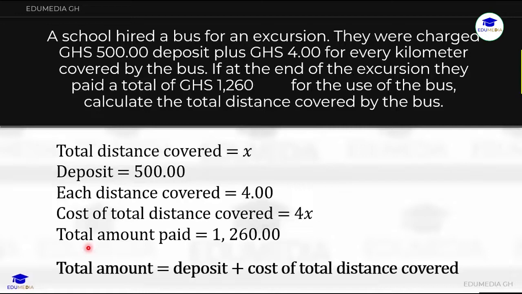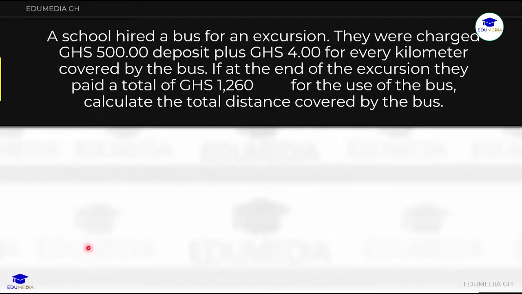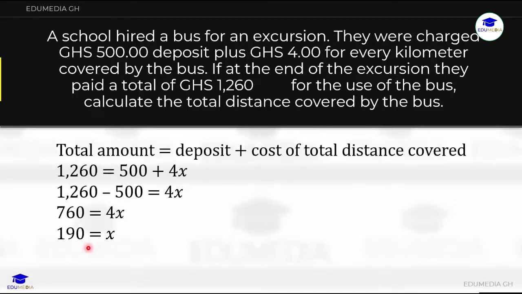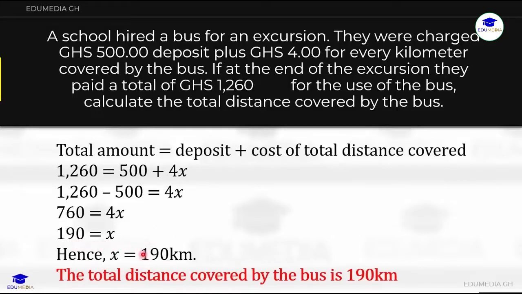The equation we can form now is that the total amount paid equals the deposit plus the cost of total distance covered. I think we can all agree with this, that the deposit plus the cost of total distance covered is the same as the total amount paid. Now, we don't know the total distance covered, so it's difficult for us to determine the cost of total distance covered. So that's what we need to solve for. The total amount is 1,260, that's from the question. The deposit is 500. And the cost of the total distance covered is 4 times x, that is 4 cedis per kilometer covered, with x representing the total distance covered. So doing the necessary calculation, grouping the like terms, we get x equals 190 kilometers. Therefore, the total distance covered by the bus is 190 kilometers.